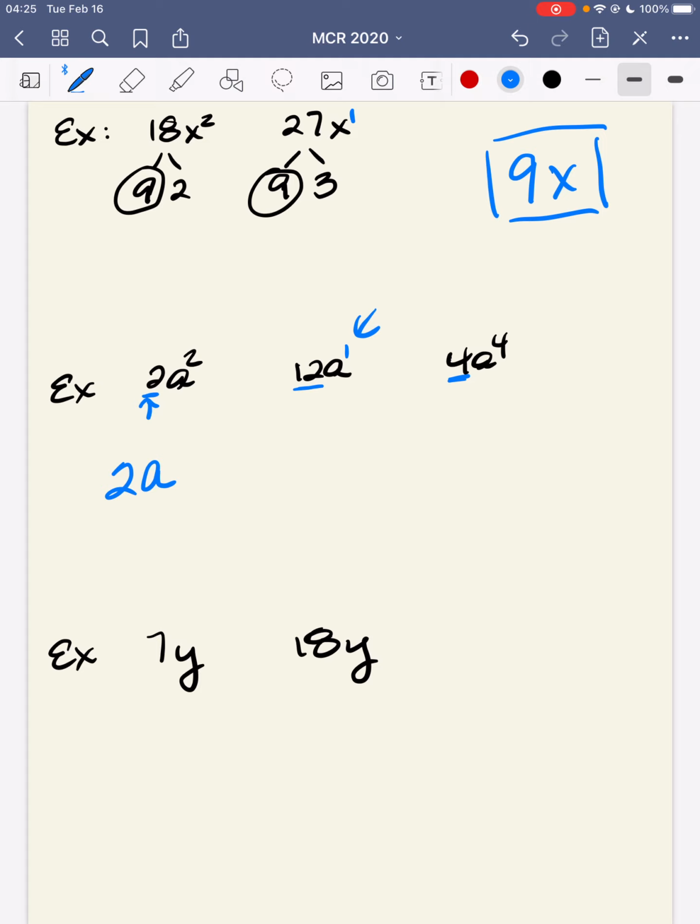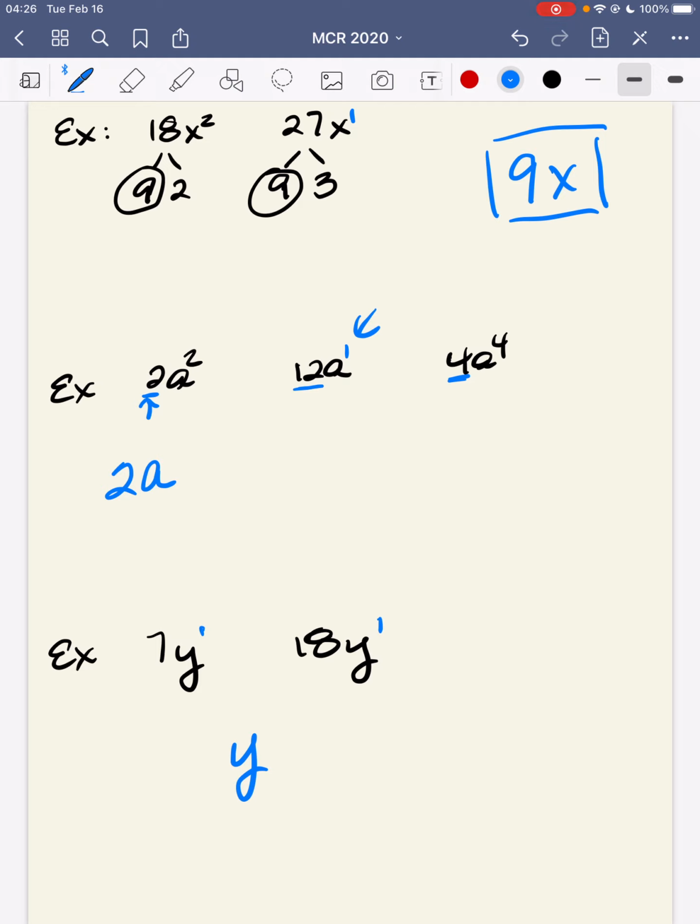All right, let's go ahead and look at this one here. Now I have 7 and 18. They both have one y. Okay, so a y to the first. Remember, your variables are your easiest. And so I know they have a y in common.